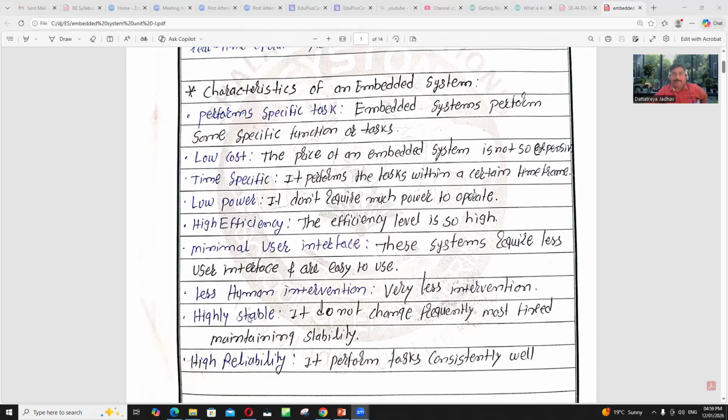Then high reliability. It performs tasks consistently well. Reliability should be increased, and it also depends upon the specific performance task, efficiency and stability. The reliability should increase, and that will concentrate on more parameters. So these are the basic characteristics of an embedded system.